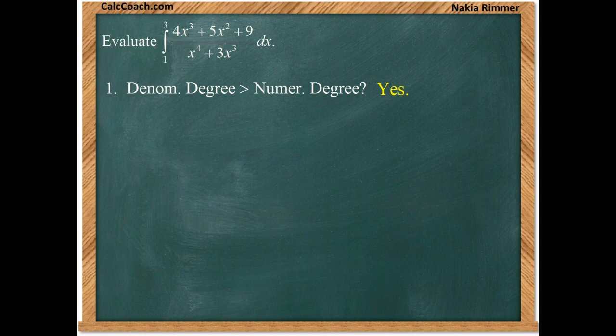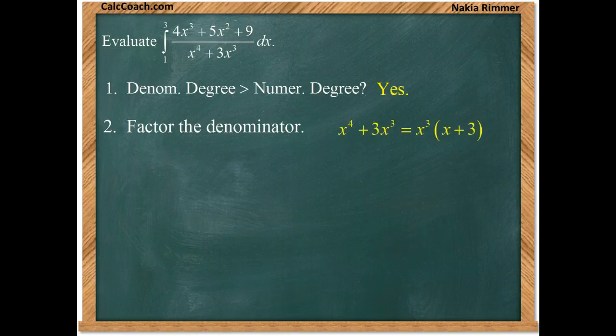The method starts with us factoring the denominator. Now, usually fourth degrees are difficult to factor. Cubics are too. But what we have here is the ability to factor out. So x to the fourth plus 3x cubed, we can factor out an x cubed and be left with x plus 3. So we factored it.